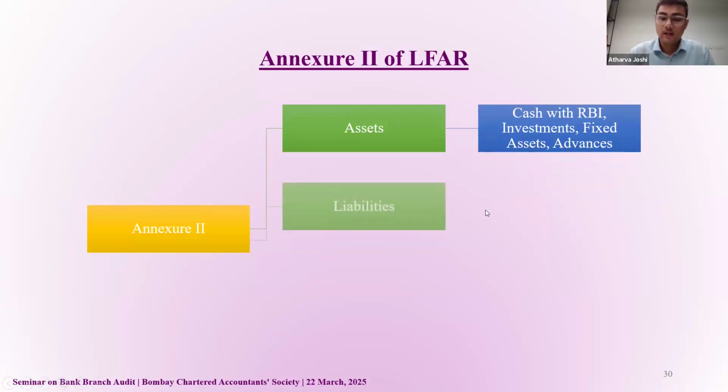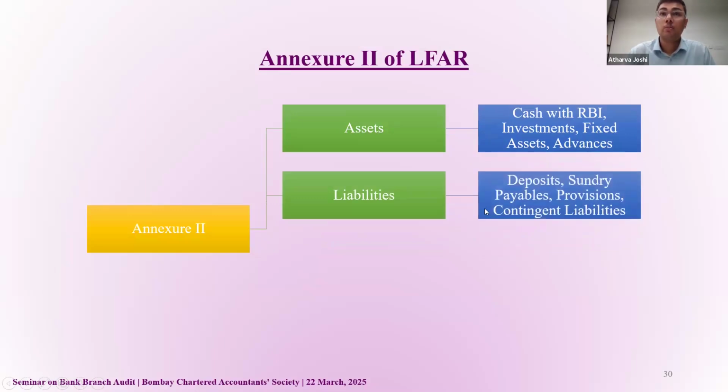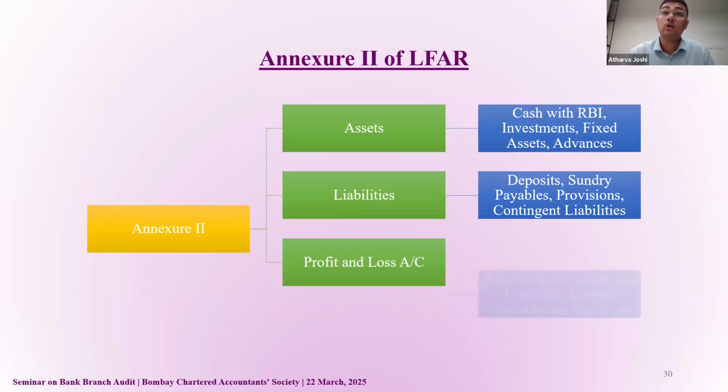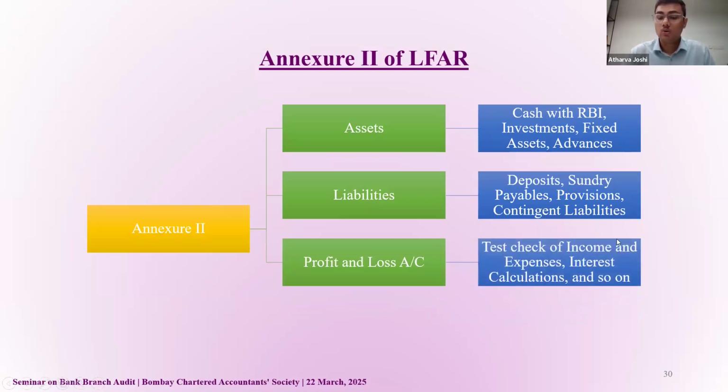Moving towards the liability side. The liability side consists of deposits, which are either fixed deposits, recurring deposits, or current accounts opened with the bank, sundry payables, provisions, and contingent liabilities. Moving towards the profit and loss account, again we have a detailed questionnaire regarding how the income and expenses have been checked by the auditor. Is there any discrepancy? Whether the auditor has recalculated the interest calculations, and many more.